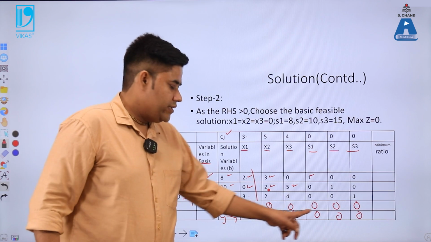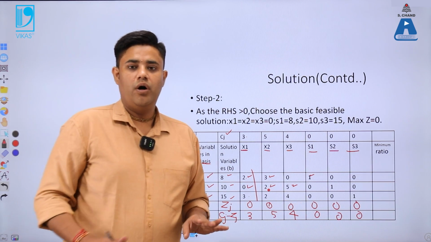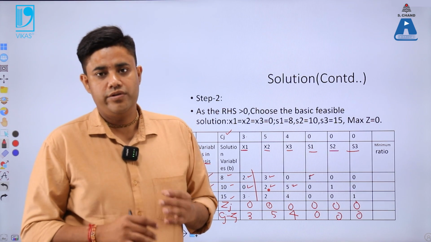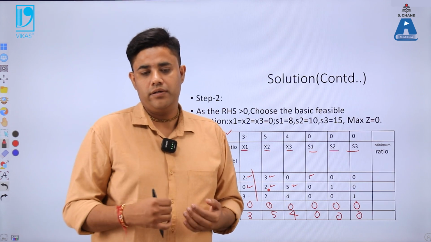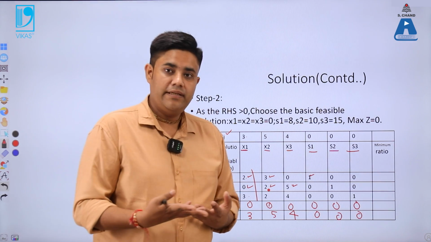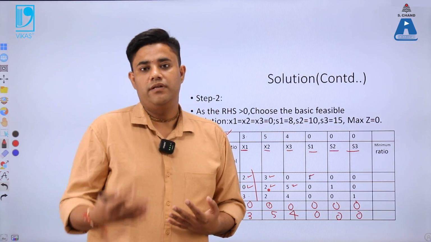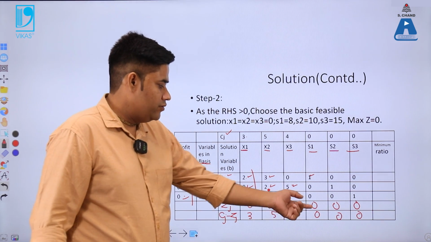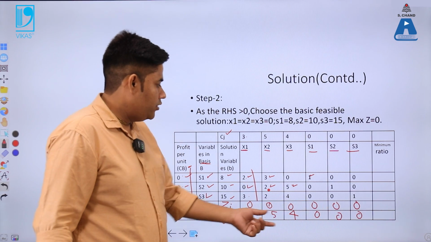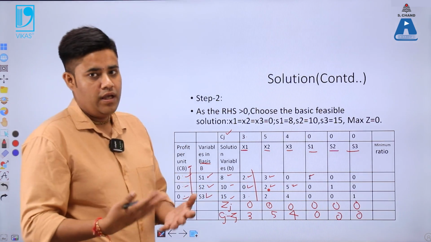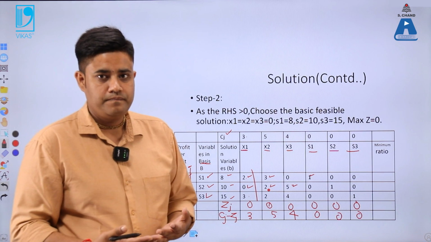If all the coefficients are 0 or negative, then your solution is an optimal solution. If not, you need to iterate so as to get an optimal solution. Here, as you can see, you are getting positive values and 0. That means this solution is not optimal. That means you do not have an optimal solution right now.